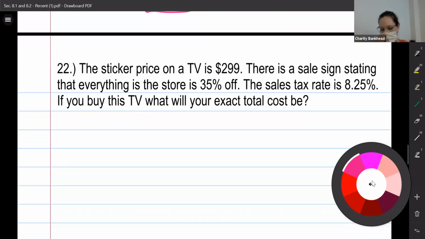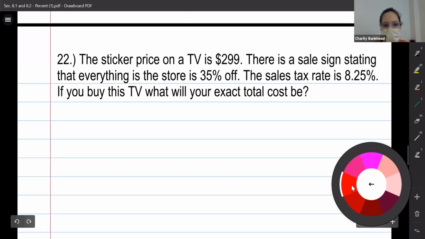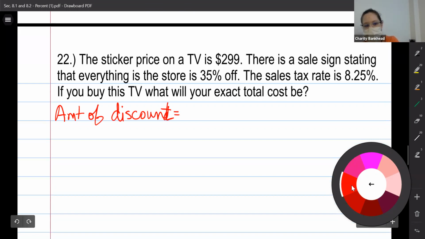So I'm going to do this kind of two different ways. A lot of times on the homework, they will have a question like this with multiple parts that will say, how much was the amount of the discount and how much was the sale price and how much was the tax? I'm going to do it that way first, and then I'll do a shortcut that does it all at once. Okay, so if it's 35% off, then let's calculate the amount of discount. So that would be $299 times 0.35.